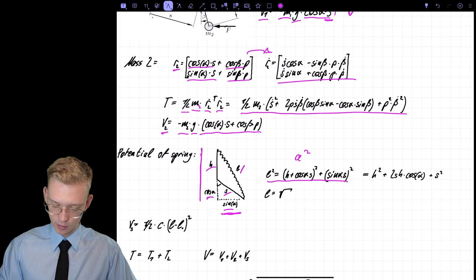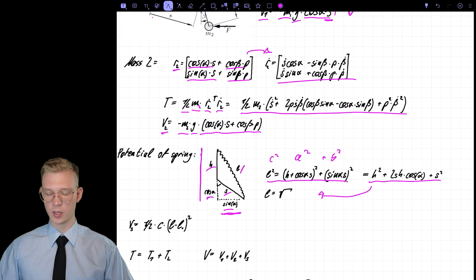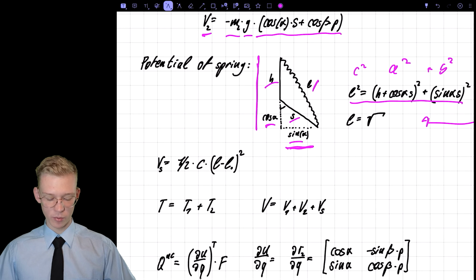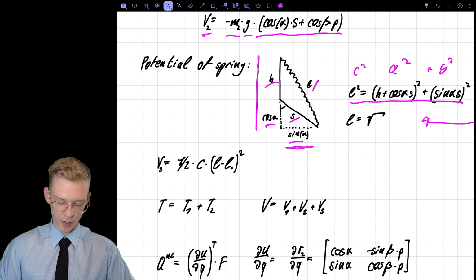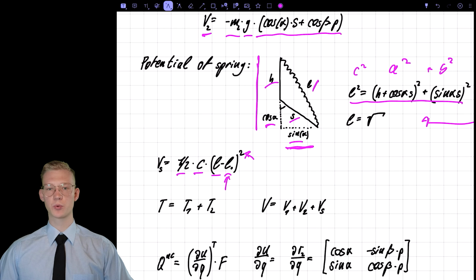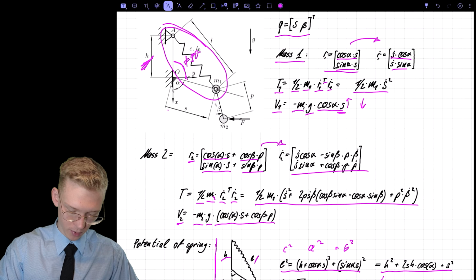We have basically a squared plus b squared is c squared. If we remove the parentheses, we get this expression, and if we want just the length, we can just take the root of that. Then we know the formula for the potential energy of a spring. That's 1/2 times c times (L minus L0) squared. Don't forget the squared. L0 is the length of the spring where it's not in tension and not in compression. So this should be given when you look at the system, and we have it right there.